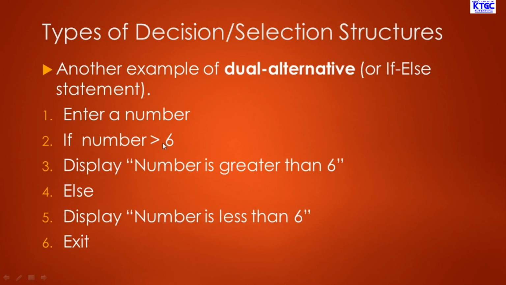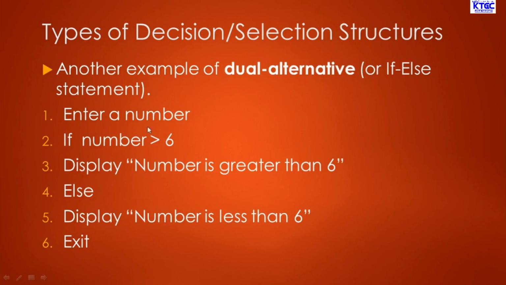Else means the number here is less than 6. So display and tell them that the number is less than 6. Unlike the single alternative, which has only one alternative here, and if this is not met, the program exits and there is no other block here. So let's see the block that is executed and the one that is skipped based on the condition.